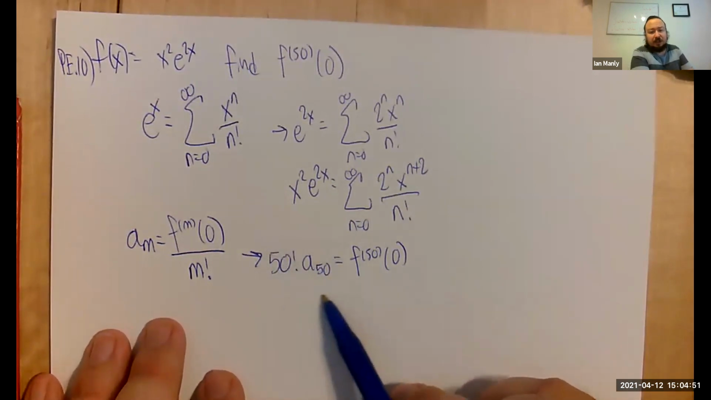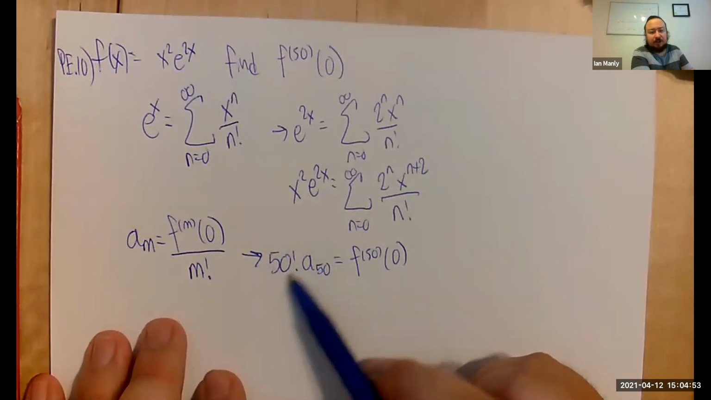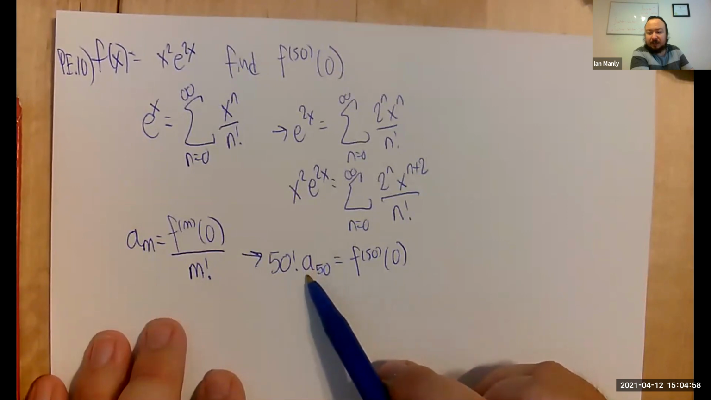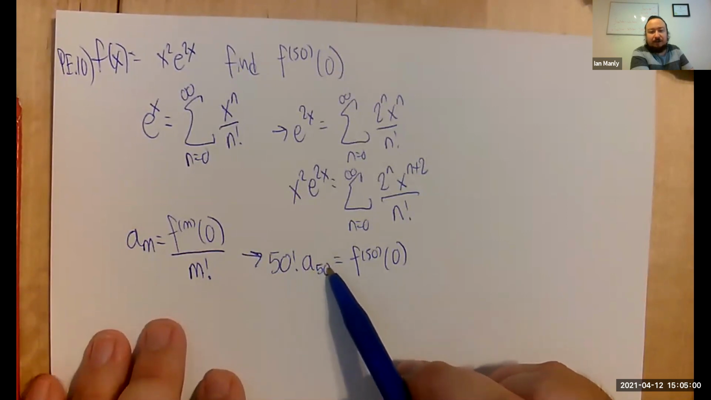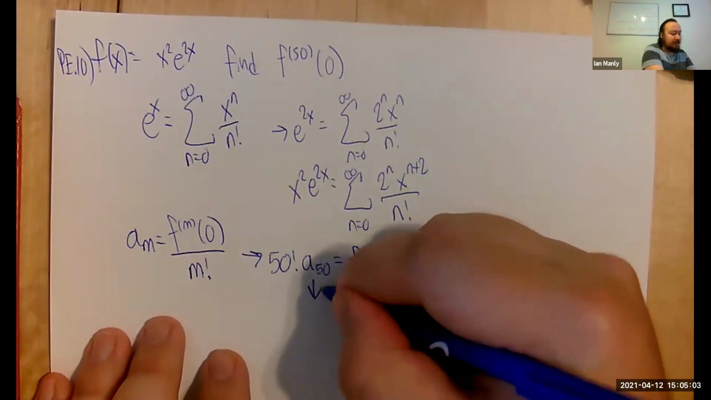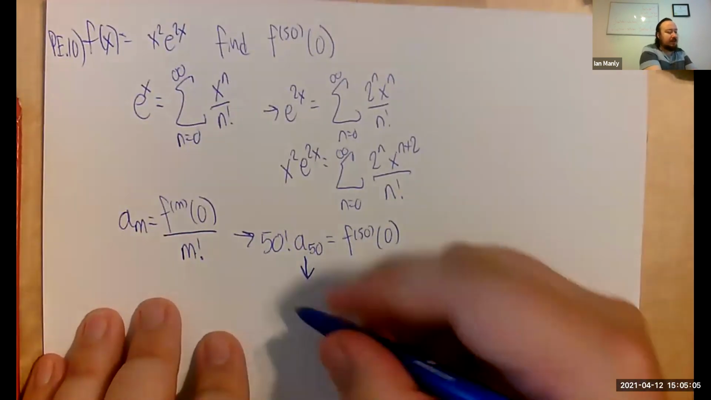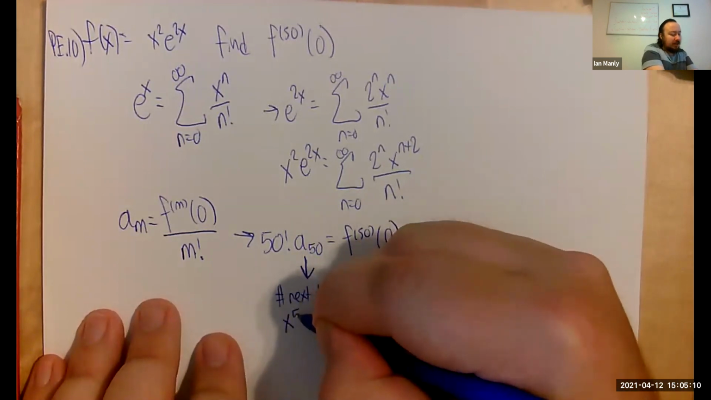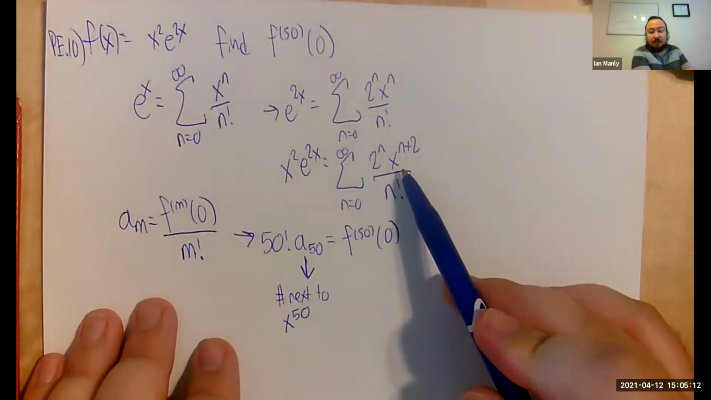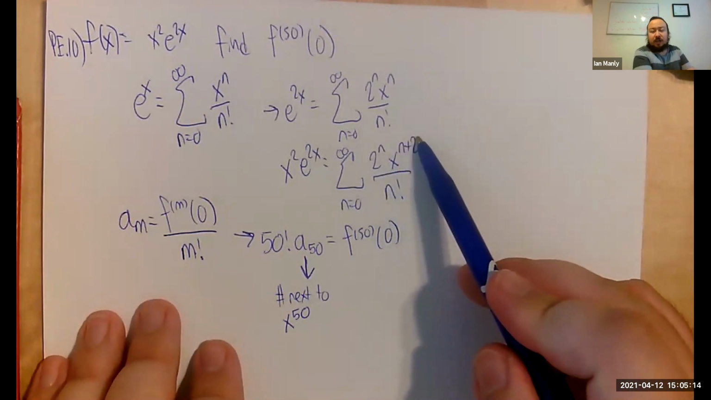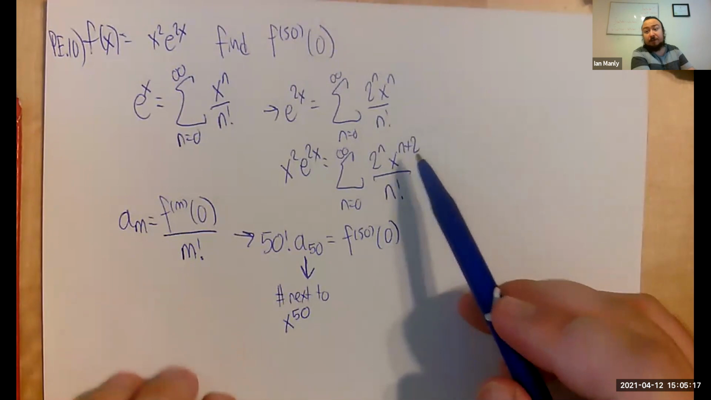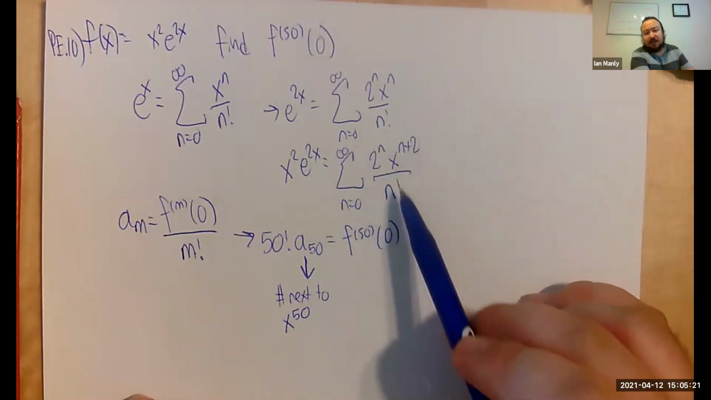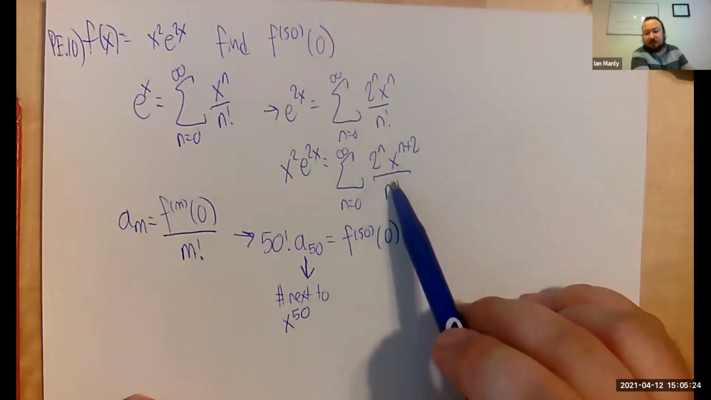So that means we're almost there to computing our 50th derivative. We know we're going to have a 50 factorial in there. We just need to know what a sub 50 is. Remember what this signifies, and this is where this problem gets a little bit confusing. This is the number next to x to the 50th in our series. Whenever we get to x to the 50th, whatever n makes this be the 50th power, that's the n that we're going to plug in for the rest of this stuff.